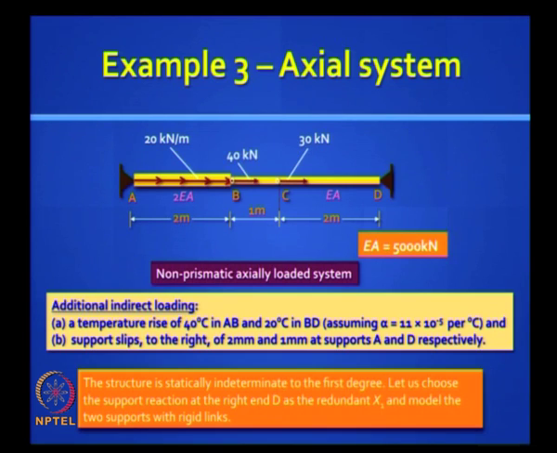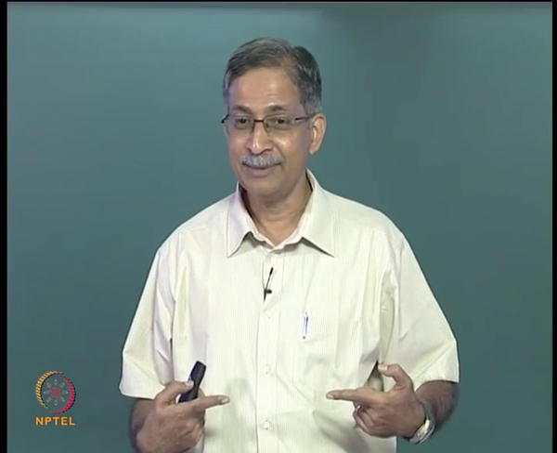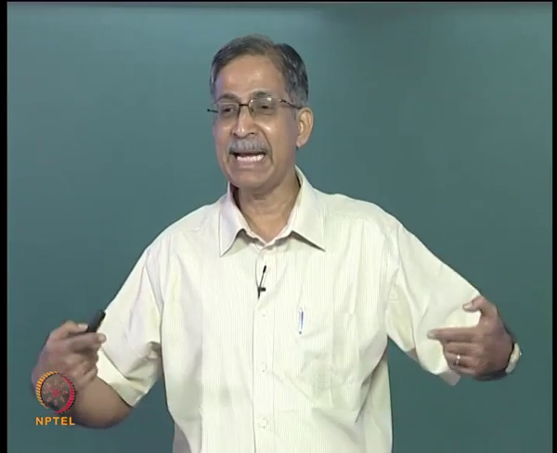Let us choose a support reaction at the right end D as a redundant X1 and model the two supports with rigid links. Okay, I am going to demonstrate here how you can also find support reactions bringing in additional members called rigid links. Okay, let me demonstrate that.